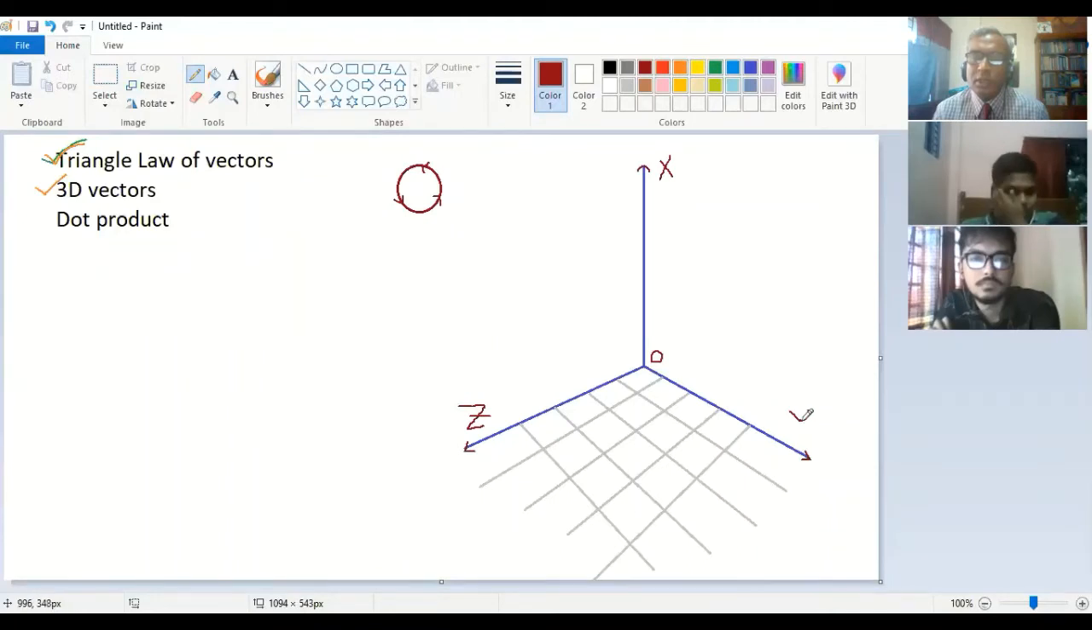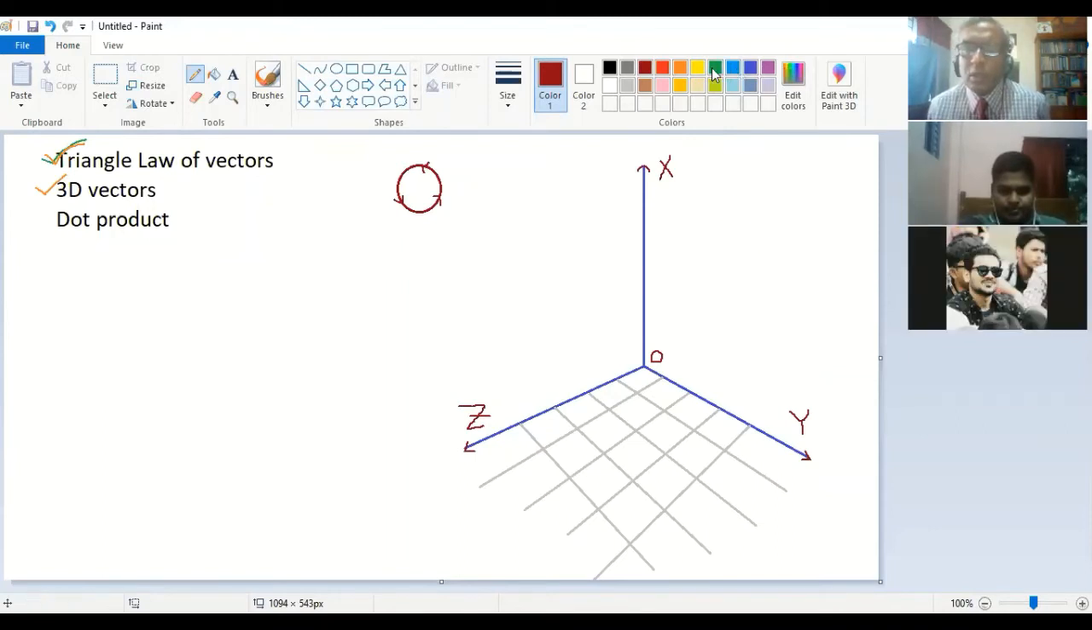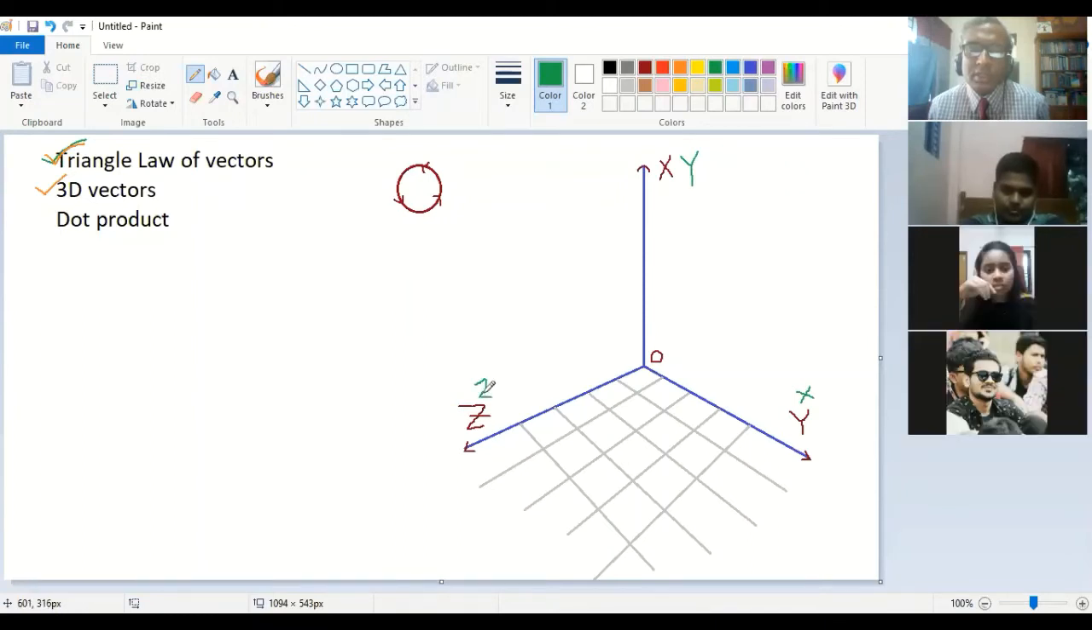Yes, sir. Okay, someone is saying like that. Any different idea? If you have, tell me your different idea. Sir, the right side is X, the upper side is Y, and the left side is Z. Okay, so this is x, this is y, and this is z. So it is another idea.